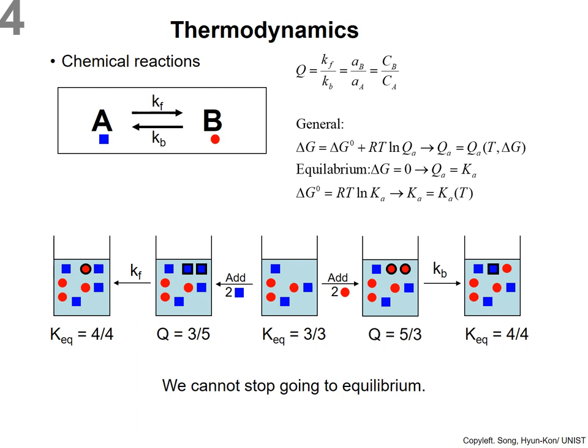We are still on thermodynamics, and I'd like to compare the thermodynamics between chemical reactions and electrochemical reactions. This slide is given to the chemical reactions, and right now we have A and B. A goes to B with a forward rate constant, and B goes back to A with a backward rate constant. The blue square stands for A, and the red circle stands for B. At the very first time, we have a beaker, and inside the beaker we have some electrolyte. We have a mixture of solution. So 3 A, the blue squares, and red circles for the product B.